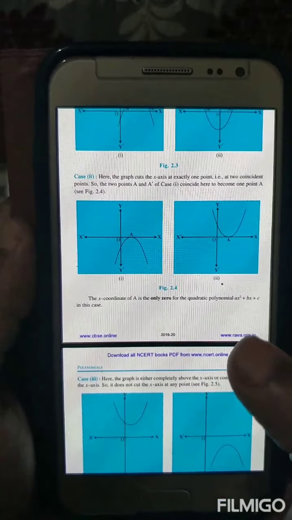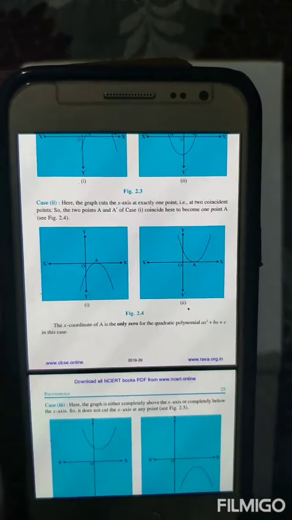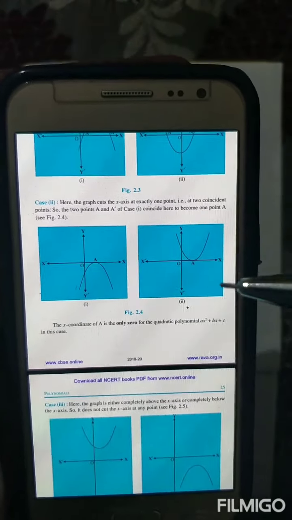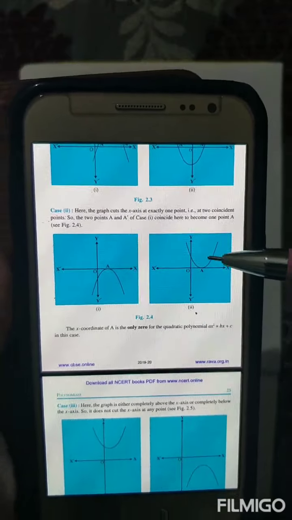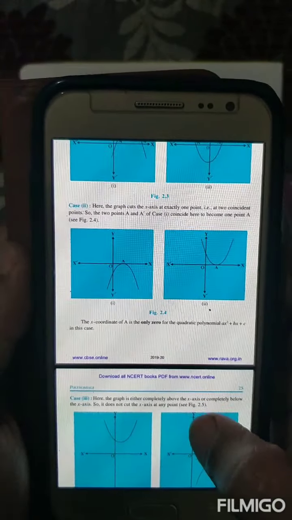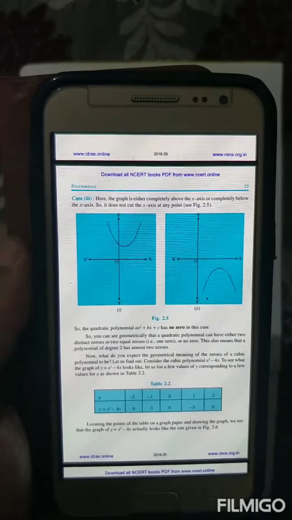See, in these two cases the graph has intersected the x-axis at one distinct point. Then come to case number 3. That means here only one value is present. It is clear that in this kind of graph, this is also a quadratic equation, but it has only one real root.